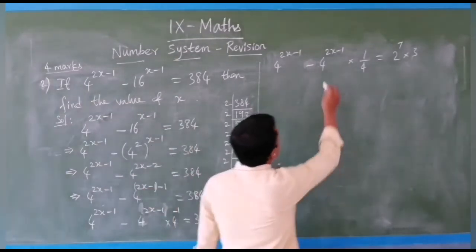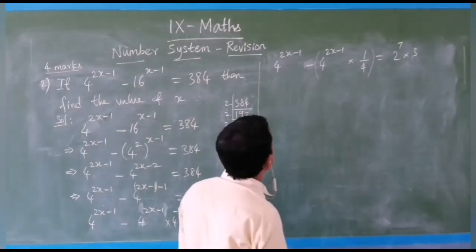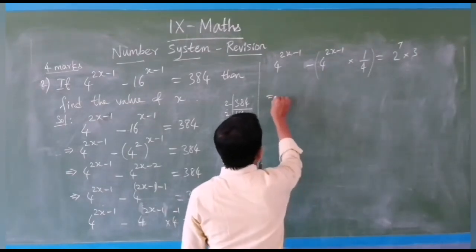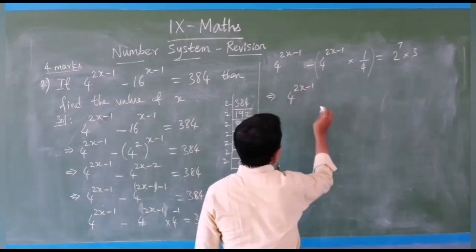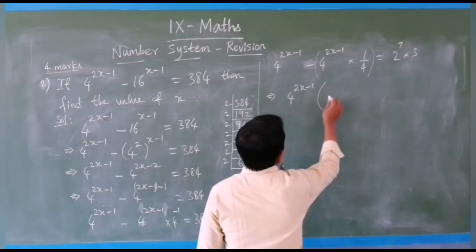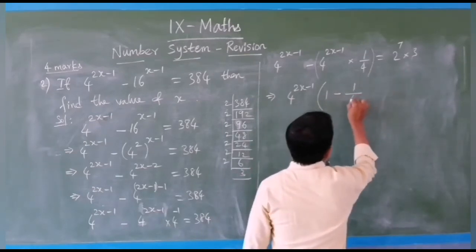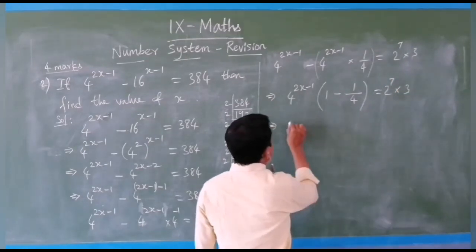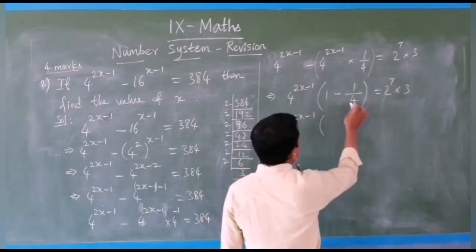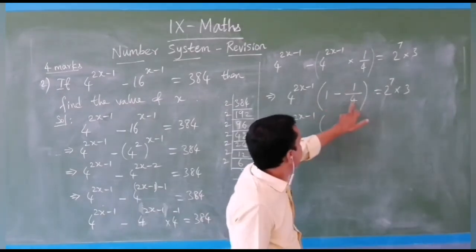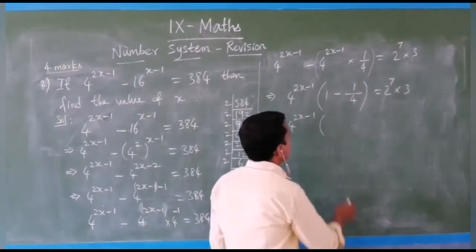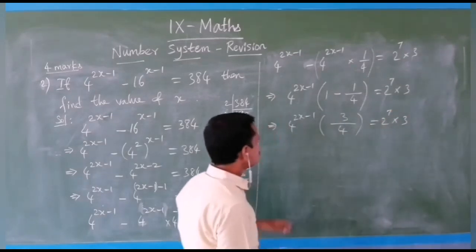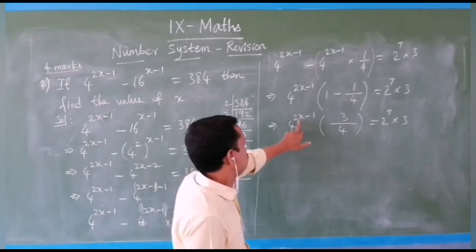And now, so this is 1. So in this you can get 4 power 2x minus 1 as common. So I am taking 4 power 2x minus 1 as common, and then here we get 1 minus 1 by 4. So this is 2 power 7 into 3. So here 4 power 2x minus 1 in bracket, you can change 1 minus 1 by 4 as 4 minus 1, that is 3 by 4, equal to 2 power 7 into 3.